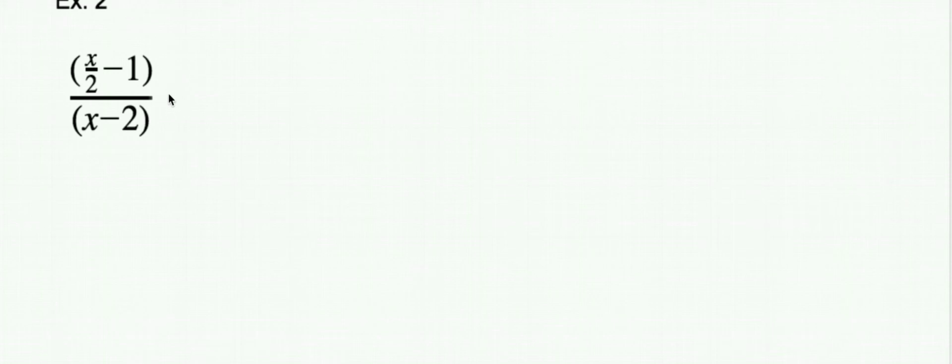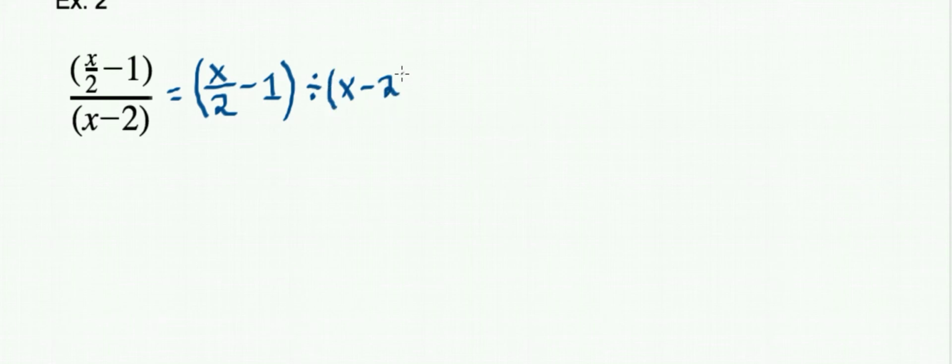So the first step that we want to do and get used to is to rewrite this as just division of two rational expressions. So we have x over 2 minus 1. I'm not going to leave it like that. This is my numerator, so I need to group it. So I know that this is one thing, and then this is being divided by our denominator, x minus 2, which is also its own thing. Now that I have this set up, I know that when I divide, it's the same thing as multiplying by the reciprocal.